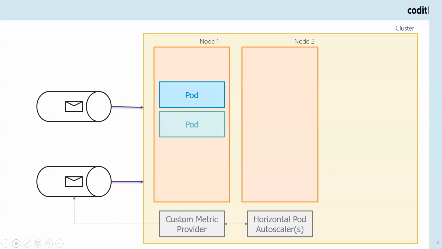The first one is something called the horizontal pod autoscaler. This is a service provided just by Kubernetes, and its job is to decide, do I need to scale out your services? Do I need to scale out your containers?